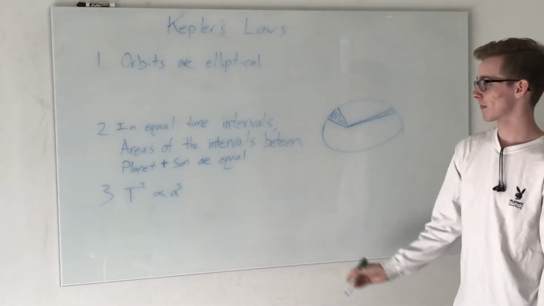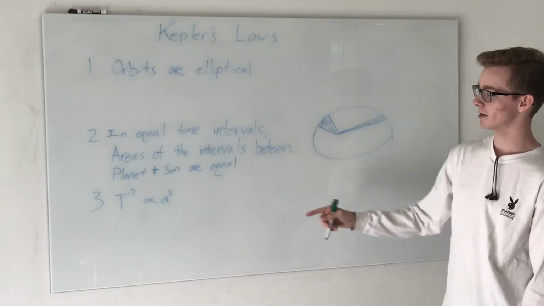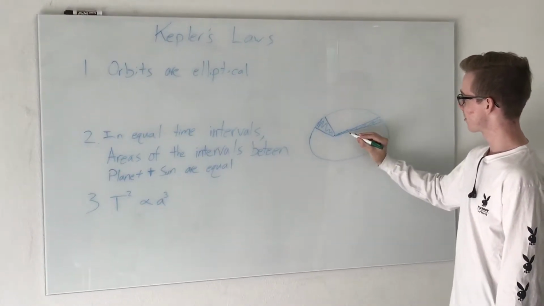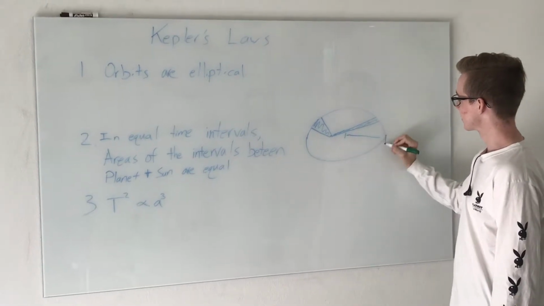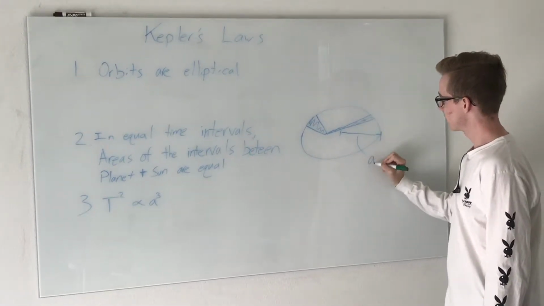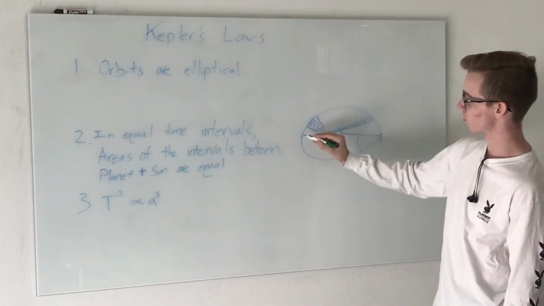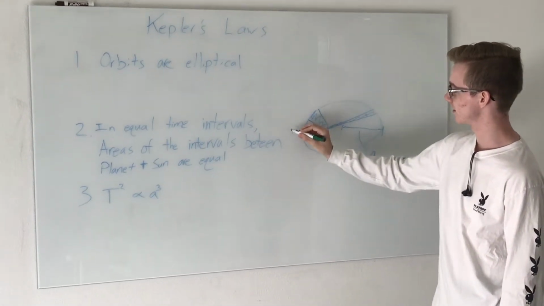The third law is that the period squared is proportional to the semi-major axis cubed. The semi-major axis is this, so that is A. The period is the time it takes for one orbit, squared, so that's T, the time around the whole circle.